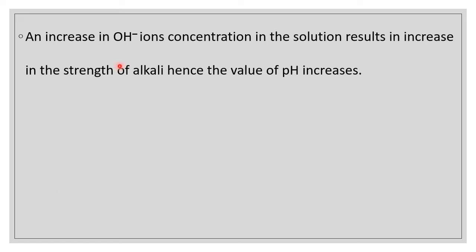An increase in OH minus ion concentration. See, we have a solution which is acidic, whose pH is less than 7. That means hydrogen ion concentration is higher. Now, if you add a base, what happens? The OH minus ion concentration starts increasing, and at the same time the H plus concentration starts decreasing. So by increasing the OH minus concentration, you are shifting from acid towards base. Increasing OH minus results in a basic solution, and increasing H plus results in an acidic solution.